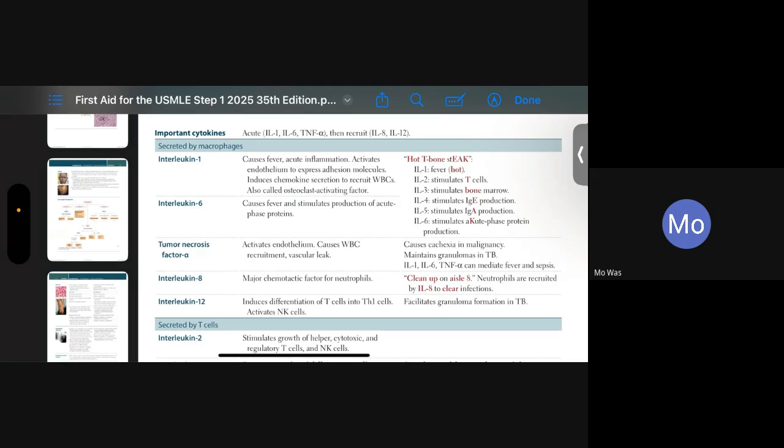In order to get the Th2 response, we need interleukin 4. Remember? Being made by your B cells.